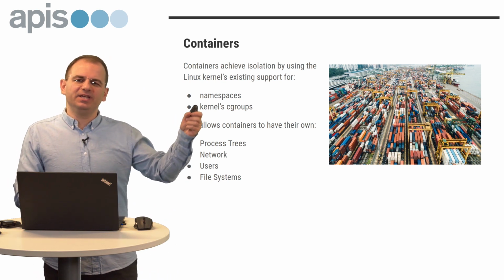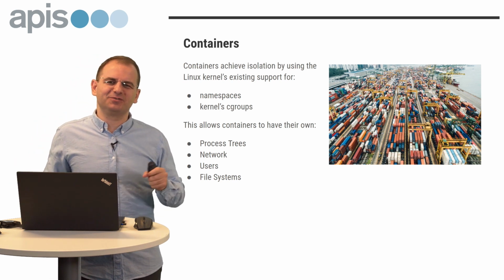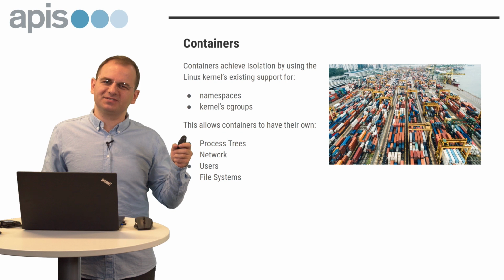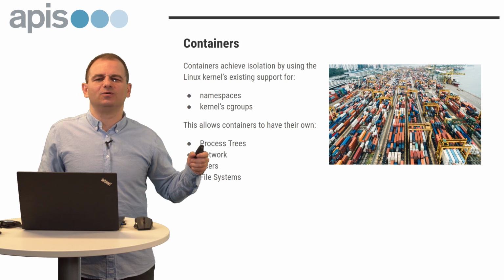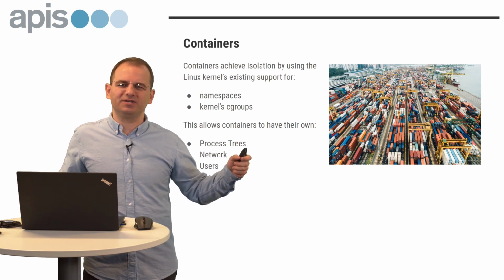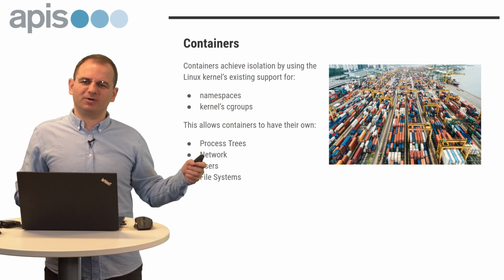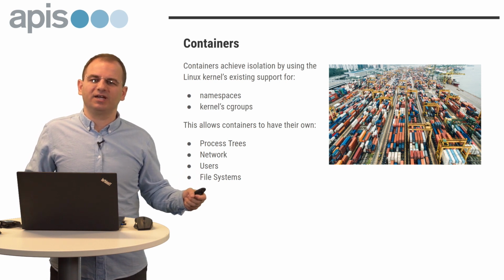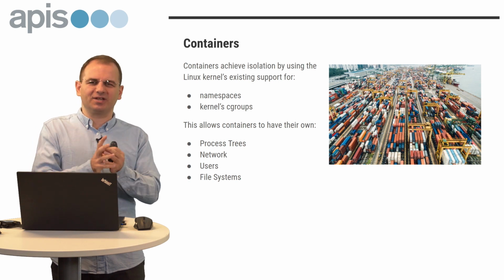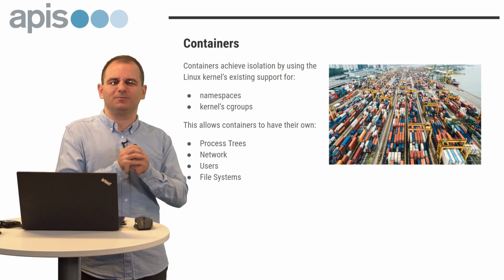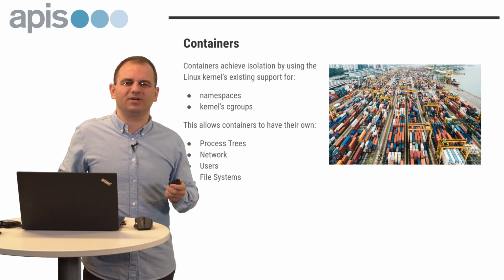So these two technologies fool our application into thinking that it has its own operating system with all of these resources just for itself. So you have different processes running on your OS in the container. You have a separate network, you have different users, and you have separate file systems. So everything you need to think that you have the machine just for yourself, while in reality you are sharing it with hundreds, if not thousands, of other containers.